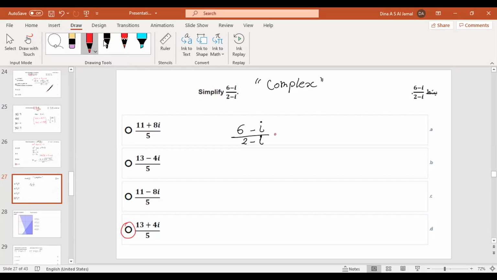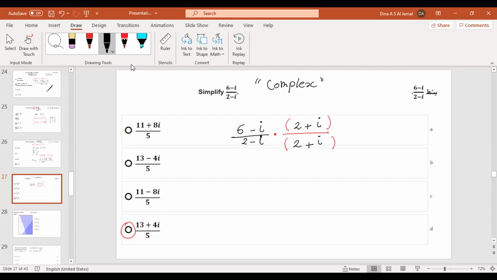So what I will do is multiply it by the complex conjugate. The complex conjugate means you change the sign of the i and multiply with the same denominator, 2 plus i, 2 plus i.